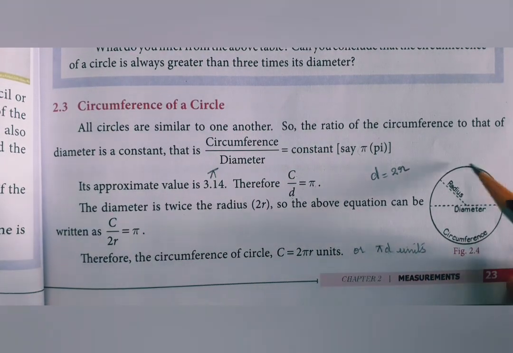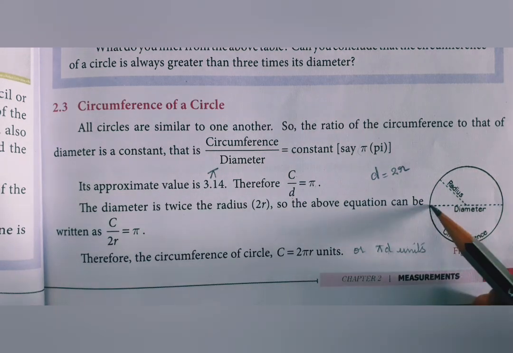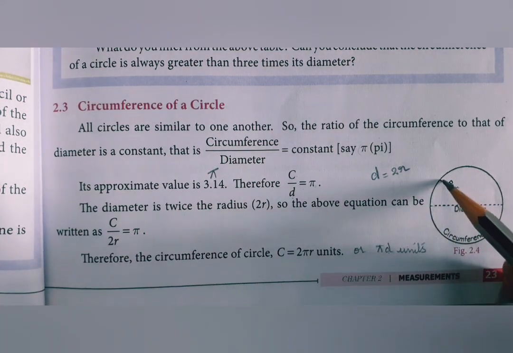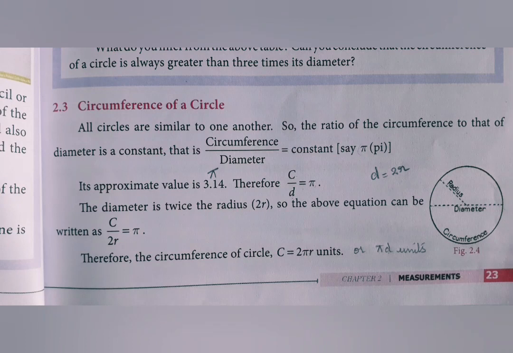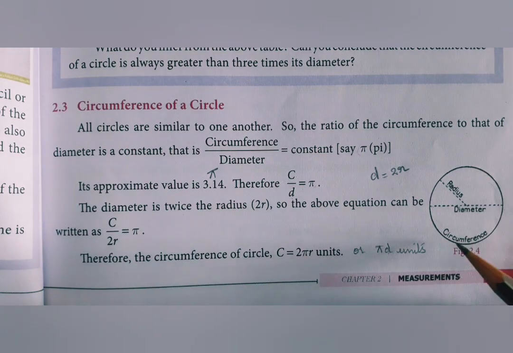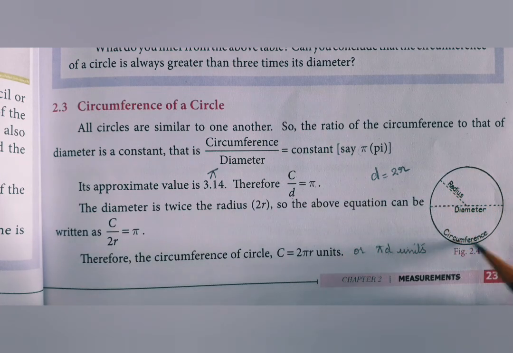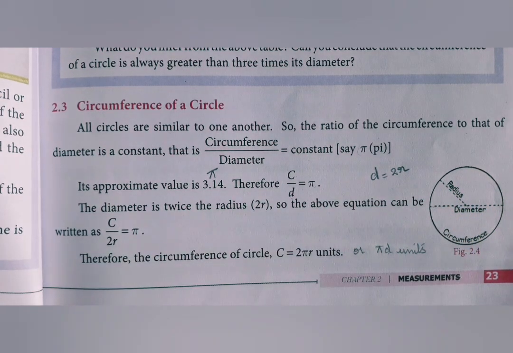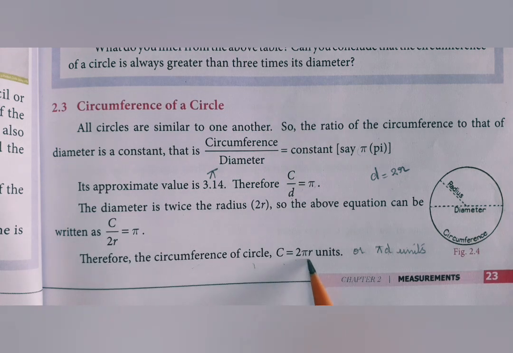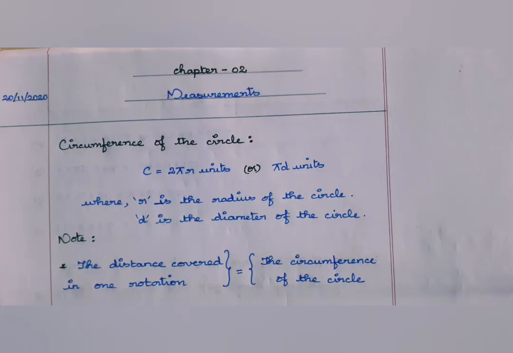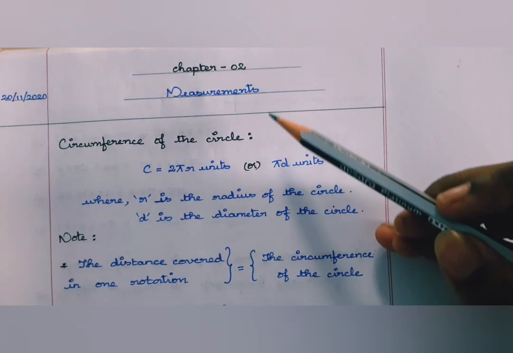Now this is a circle. This is the diameter and this is the radius. So what is the circumference? Circumference is nothing but the length of the boundary. Whenever they ask the circumference of the circle, C is equal to 2 pi r units or pi d units.